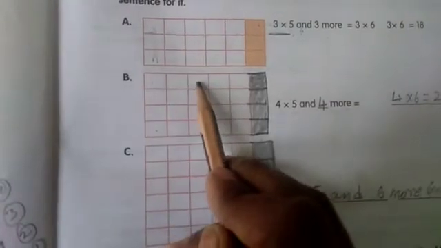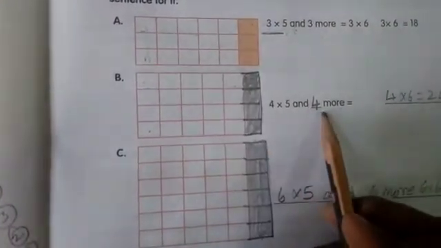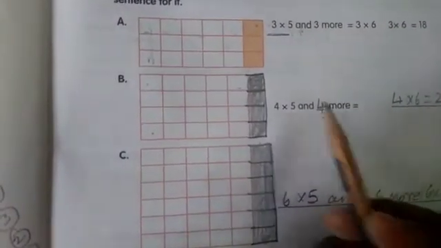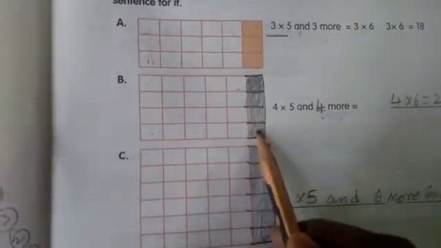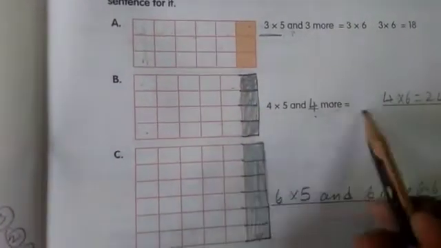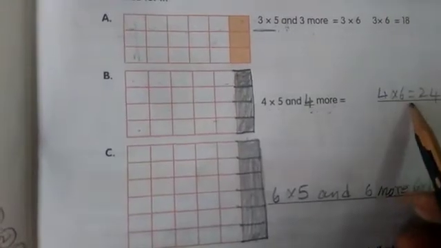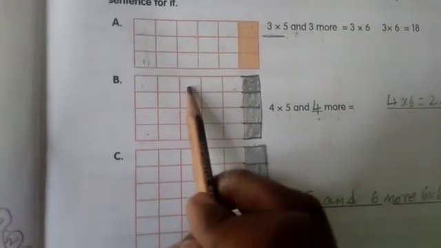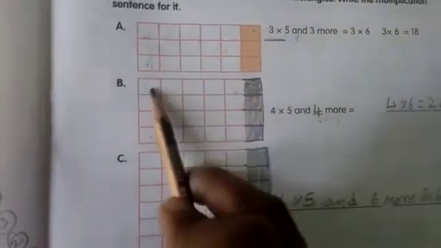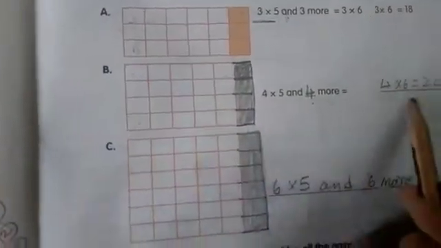Next, the B1. Here he told 4 into 5. So 1, 2, 3, 4. So 1, 2, 3, 4, 5. So how many more do we have to draw? 4 more. 1, 2, 3, 4. So we have drawn 4 more. So how many? 4 into 6 is 24. 1, 2, 3, 4, 5, 6. 1, 2, 3, 4. So 4 of 6. So 4 sixes are 24.